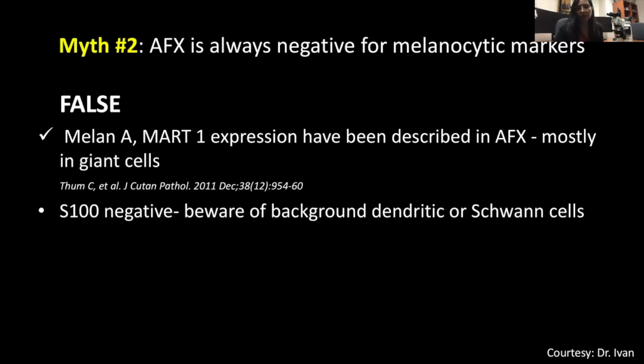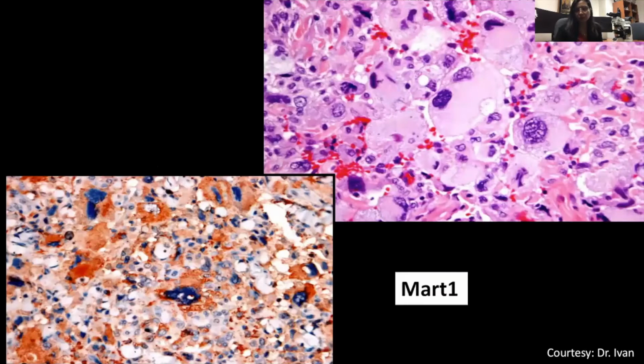And then the other thing is S100 negativity, right? Because in the scar that I just showed, S100 can be positive in the background dendritic cells in the lymph node or the Schwann cells in the scar area. So nothing is 100% specific. Keep in mind, these are the pitfalls of immunohistochemical study, just showing the MUC1 staining in these very atypical cells in the AFX.